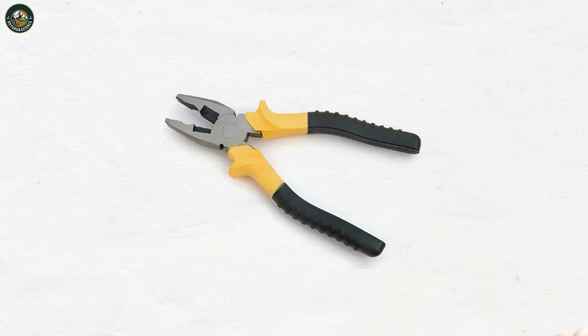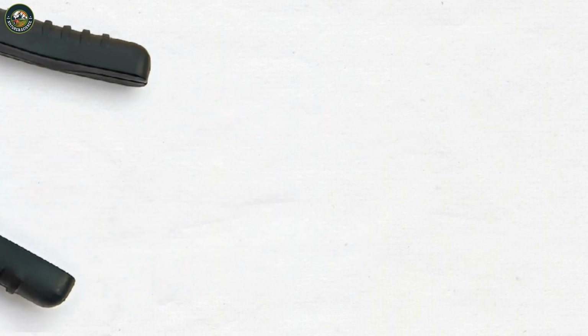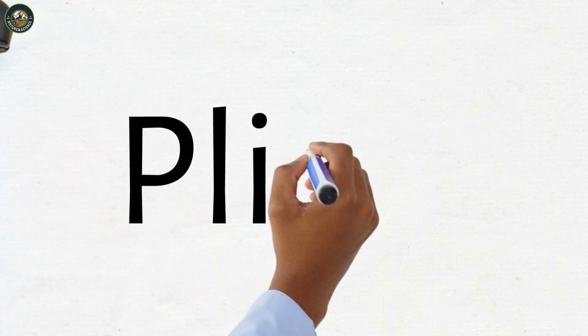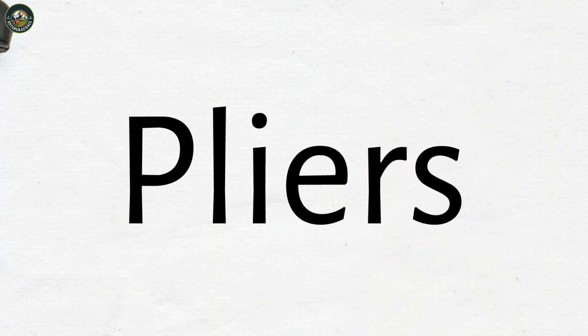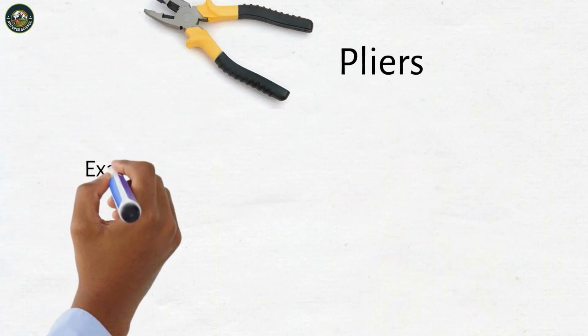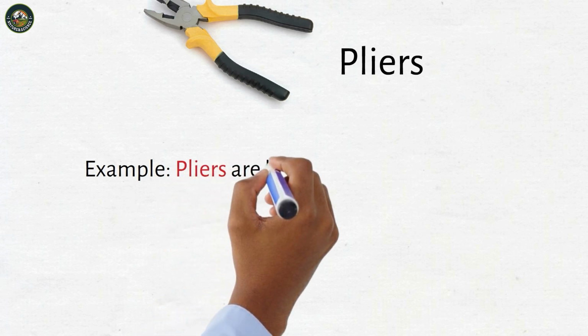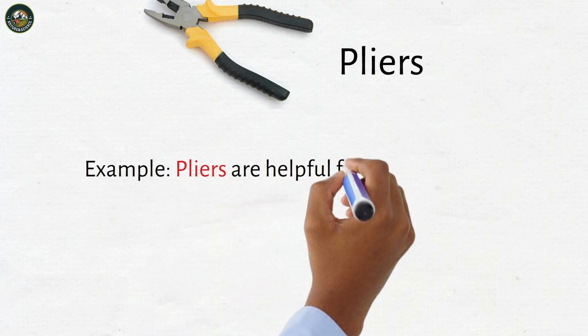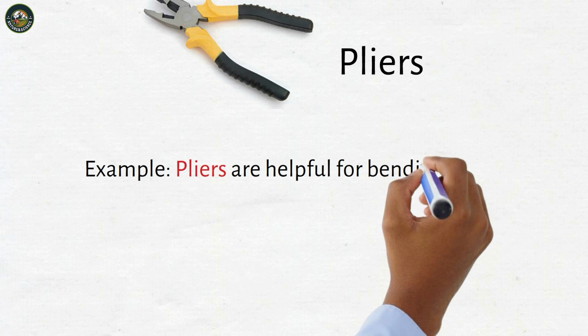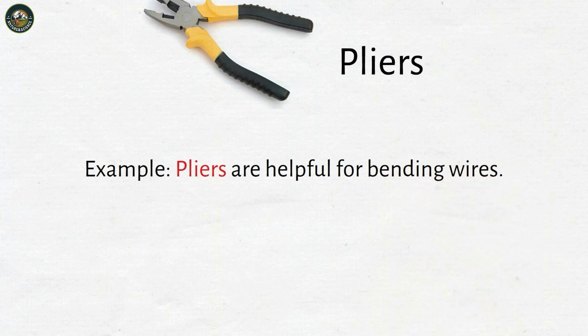Repeat after me. Pliers. Example: Pliers are helpful for bending wires.